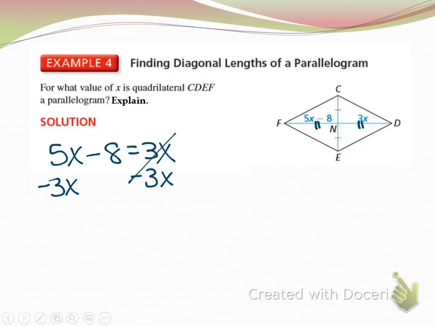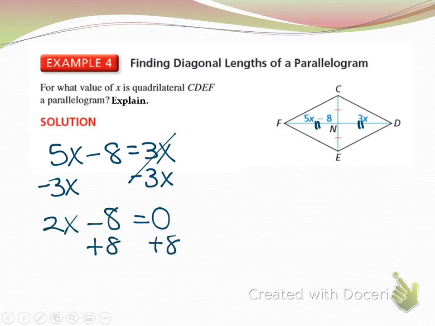No. If I have 3 apples and I take away 3 apples, what do I have? 0 apples. Okay, so make sure if you do this step, it's fine if you don't, you've got to have it equal 0. 5x minus 3x is 2x. Add the 8. 2x equals 8 and x equals 4.